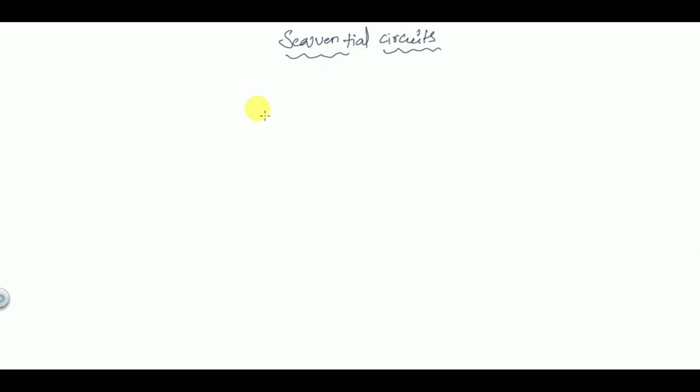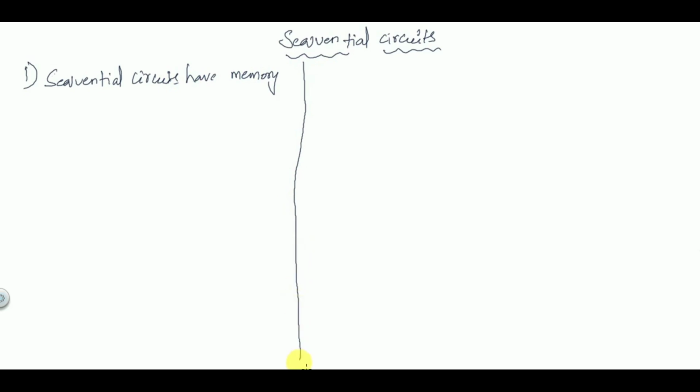Right, so what is the difference between sequential circuits and combinational circuits? The first difference you have to remember is, sequential circuits have memory, and combinational circuits do not have any memory. This is the first difference between sequential circuits and combinational circuits.